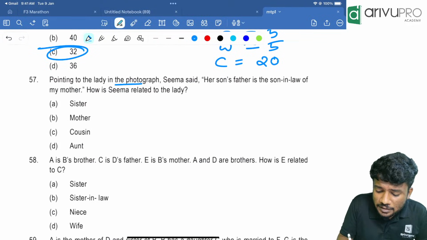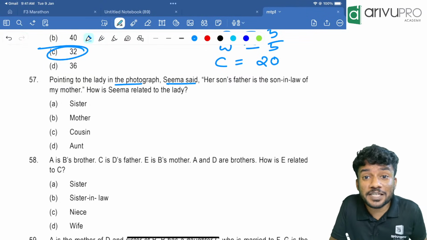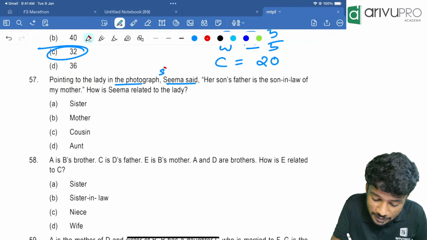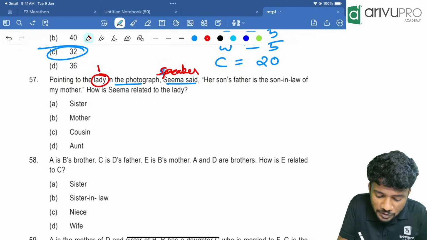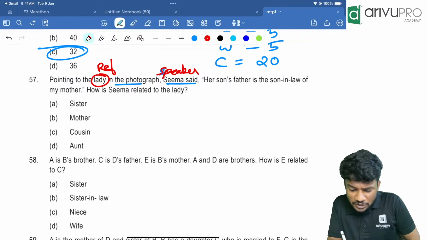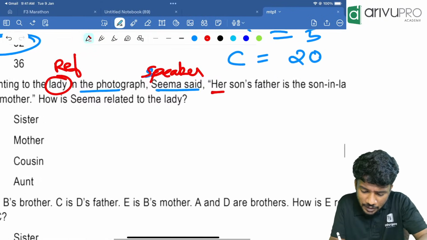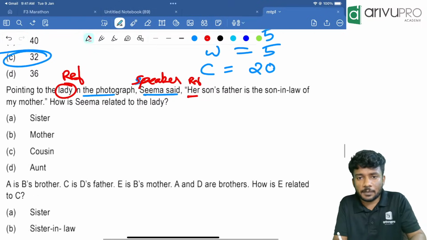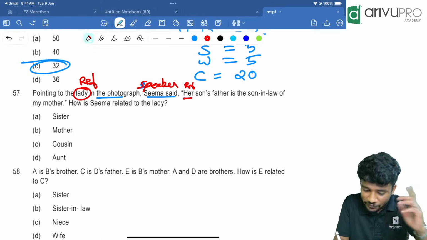Pointing to a lady in the photograph, Seema said, who is the speaker over here? Seema is the speaker. Yes, speaker. Who is the reference person? Lady is the reference person. Her sons. Her son means what? The reference person. Him, her, everything refers to the reference person.